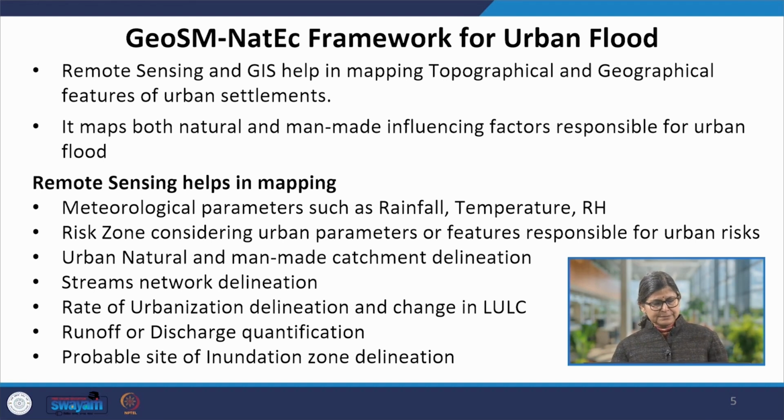Remote sensing helps in mapping very categorically meteorological parameters such as rainfall, temperature, RH, risk zone considering urban parameters or features responsible for urban risk, in this case it's flood, urban natural and man-made catchment delineation, streams network delineation, rate of urbanization delineation and change in LULC, runoff or discharge quantification, and probable site for inundation zone delineation.